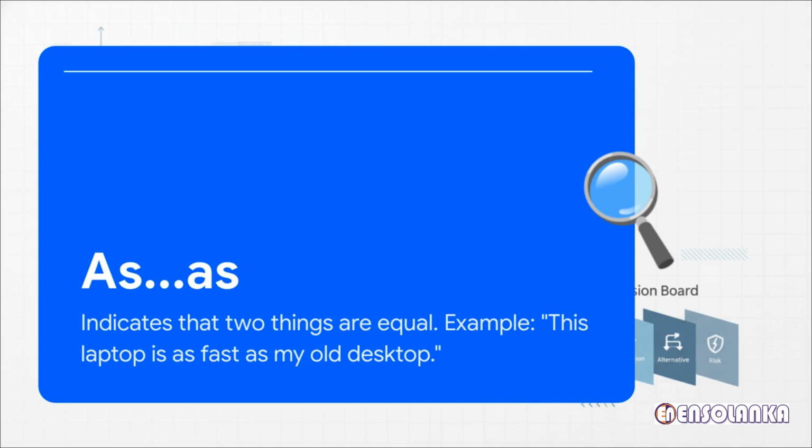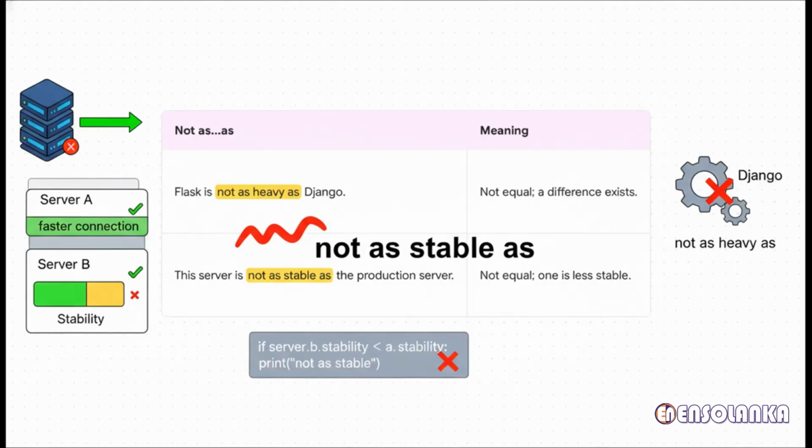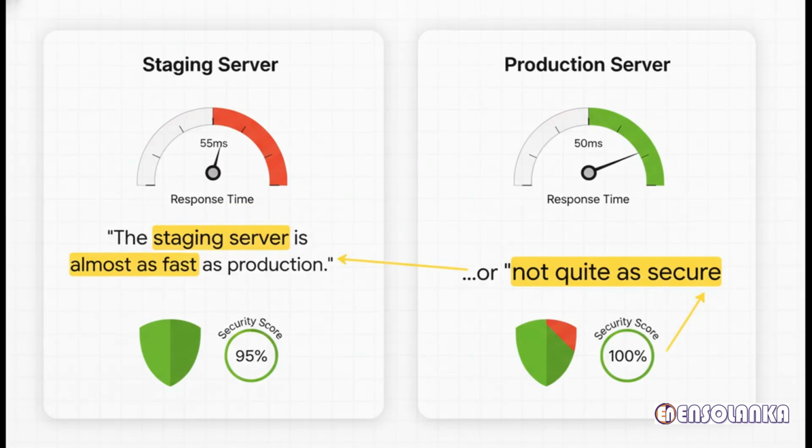They're equal. Done. So what if they're not equal? It's just as simple. Just add not. For example, this test server is not as stable as the production server. See? You've immediately flagged a difference, even before getting into the nitty-gritty numbers. But let's be real, tech is rarely just black and white. And that's where modifiers are your best friend. Saying the staging server is almost as fast as production is so much more helpful than just saying it's slower. It gives your team a real feel for how small that gap actually is.